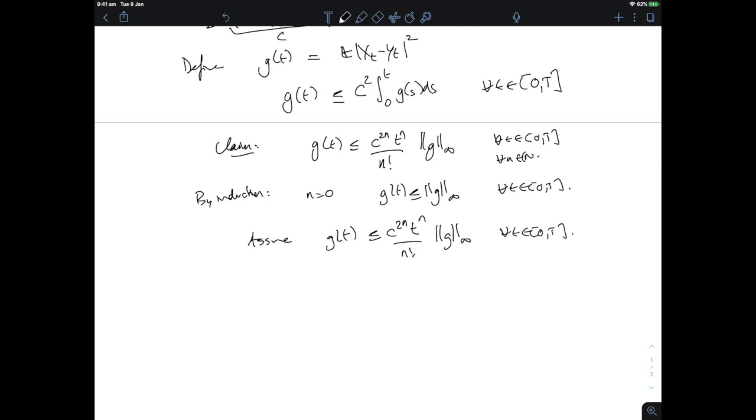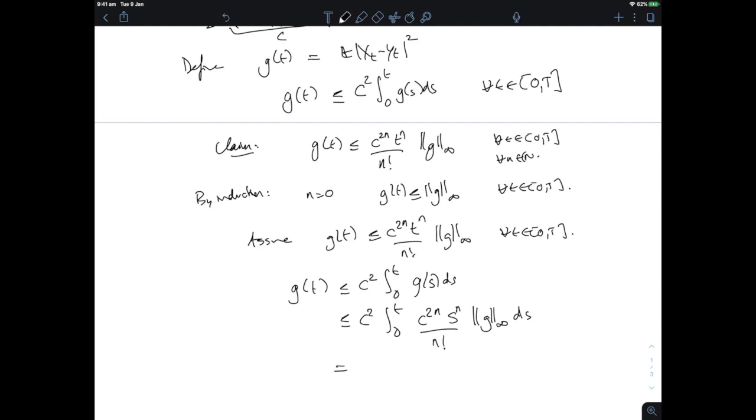And then we need to prove it for n plus 1. But what have we got? We've got that g of t is less or equal than c squared times the integral from 0 to t of g of s ds. But then the induction assumption tells us that g of s is smaller than c to the n, s to the n, over n factorial, times g infinity, ds.